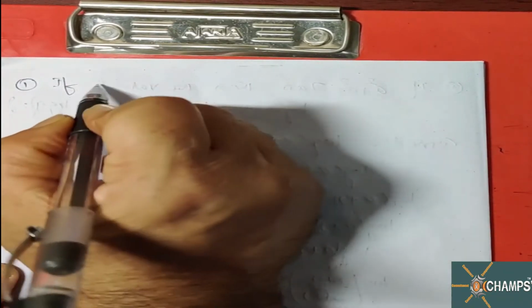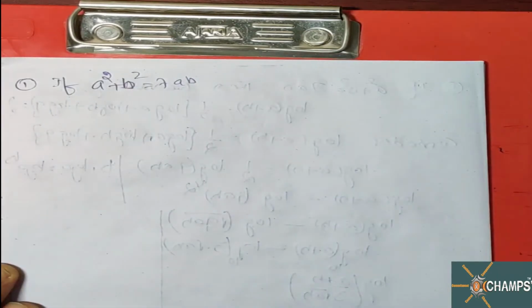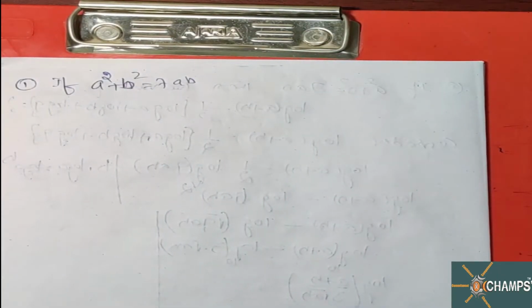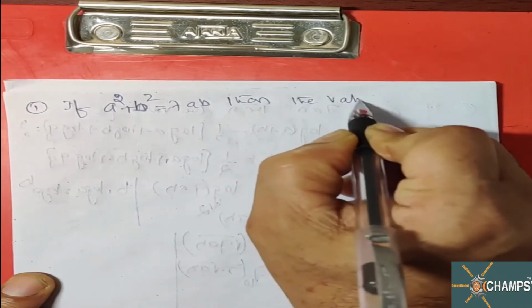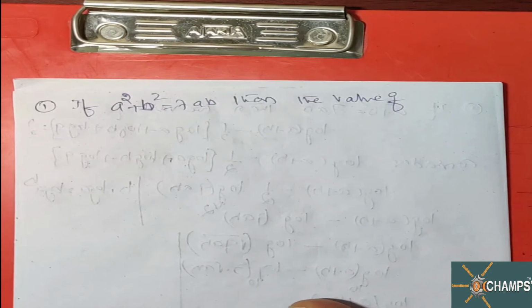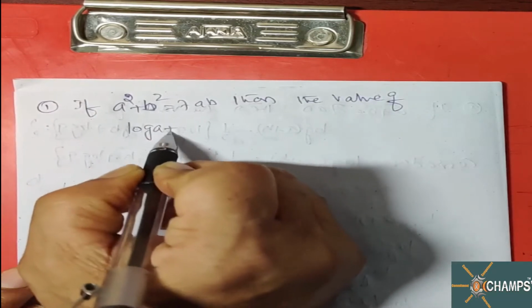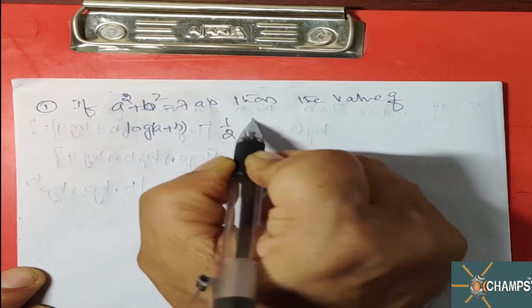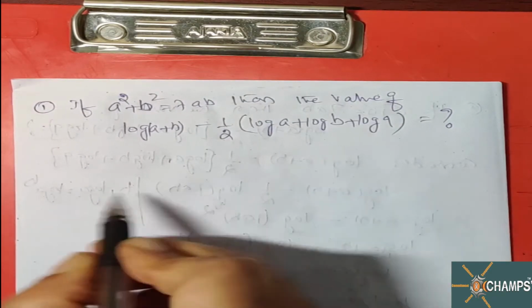If a square plus b square is equal to 7ab, then the value of log of a plus b minus 1 by 2 into log a plus log b plus log 9 is question mark. This you have to calculate.